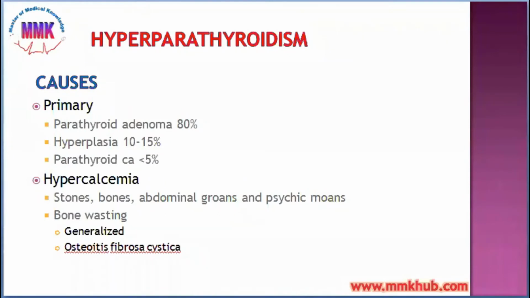Causes of hyperparathyroidism can be divided into primary causes, which include parathyroid adenoma, the most common cause, almost 80% of cases. Then hyperplasia of the parathyroid gland accounts for 10 to 15% of cases, and less than 5% of cases are caused by parathyroid carcinoma. The symptoms of hypercalcemia involve renal stones, bone pain, abdominal groans, and psychiatric moans. There may be generalized symptoms of body wasting, bone wasting, and osteitis fibrosa cystica. We will discuss the pathology behind the formation of osteitis fibrosa cystica shortly.